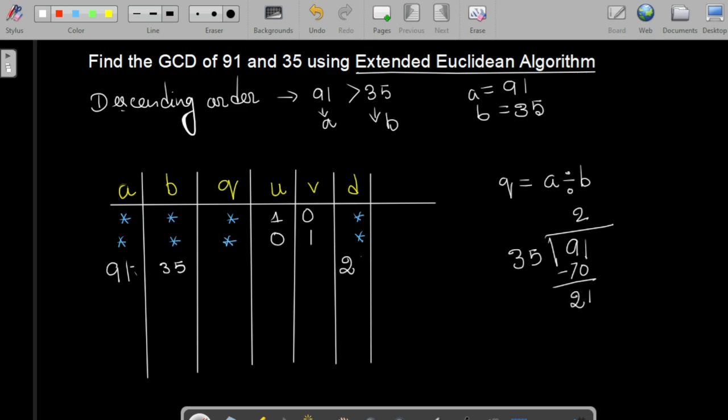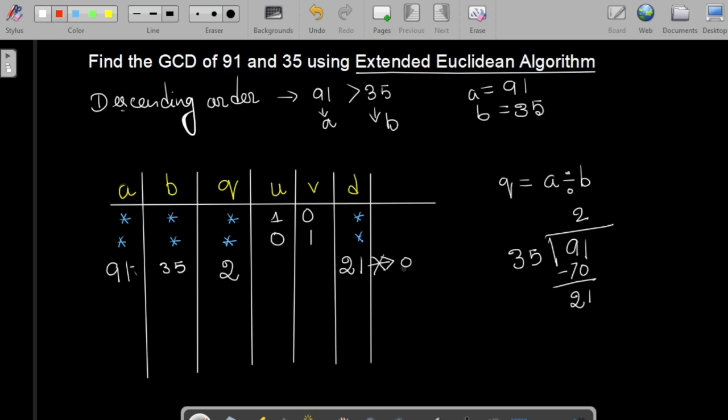We write remainder 21. Now see, this is the cue for going to the next row. If the remainder turns out to be 0, then we don't go to the next row and our iteration stops right there. But here, as you can see, the remainder is not 0. So we have to go to the next row for reiteration. The remainder is 21 here. Now we have to calculate U and V. Let's place the quotient from this division over here.